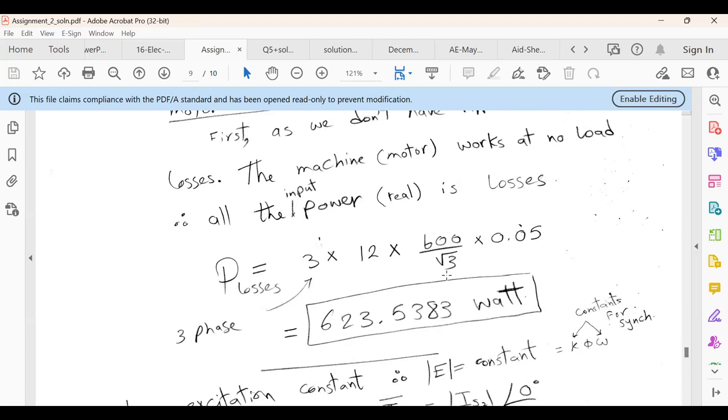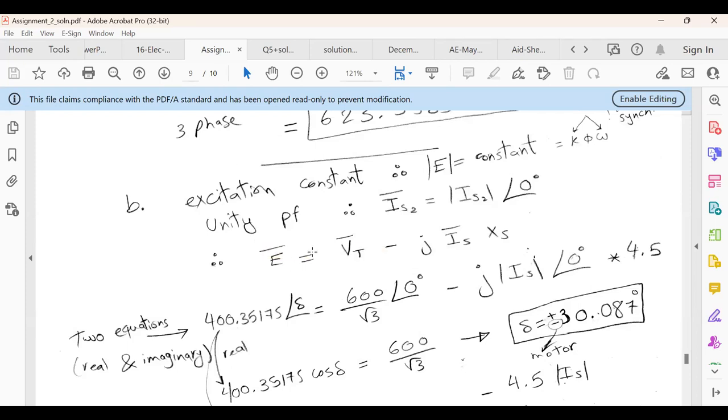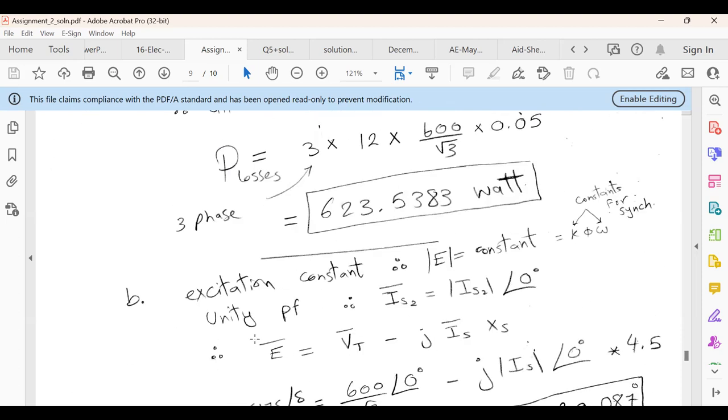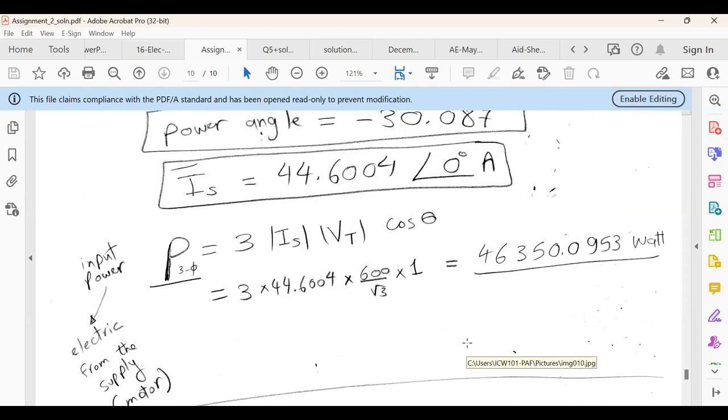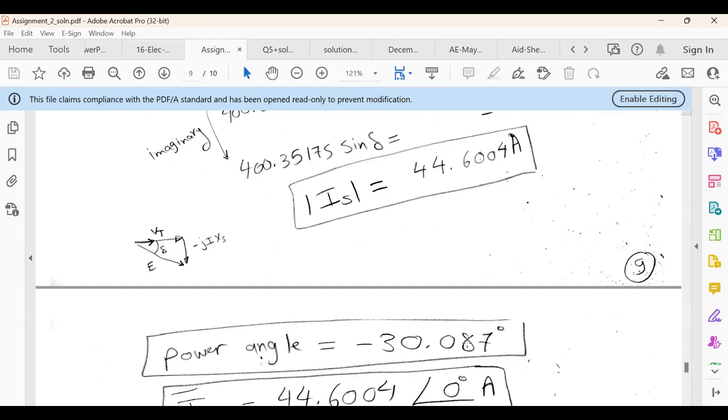Then to get the new one, you have the same excitation, but delta is unknown and the current magnitude is unknown. Solve this equation to get the current and the angle. Look at the angle, it will be thirty something, high compared to the small angle we got in part A. You must pick the negative because it's a motor. And this is the current, you can get the power at the end. That's it.